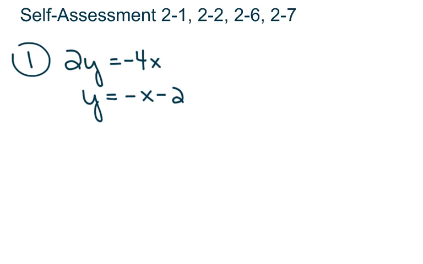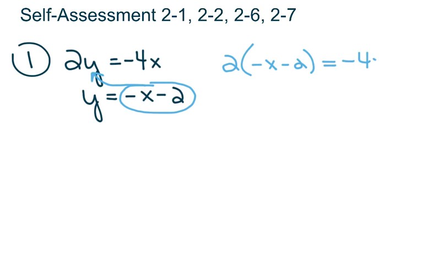This one's actually set up to do substitution. You would take the negative x minus 2 and substitute it in for y. So you would write 2 parentheses negative x minus 2 equals negative 4x, thus creating an equation with one variable, x. So you would distribute and get negative 2x minus 4 is equal to negative 4x.